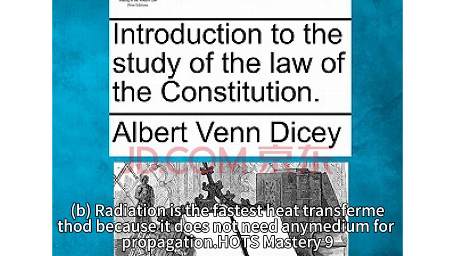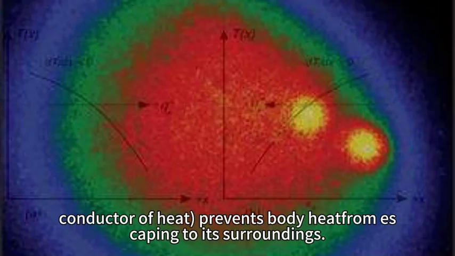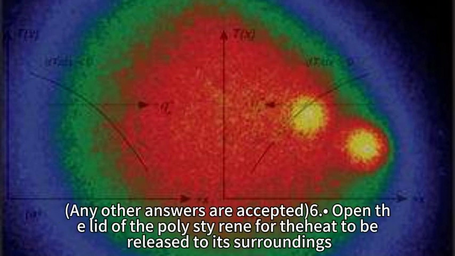Mastery 9. 5. Dyer can use two thin blankets sewn together to solve this problem. Two thin blankets sewn together trap heat between them. Air, which is a heat insulator and poor conductor of heat, prevents body heat from escaping to its surroundings. Any other answers are accepted.